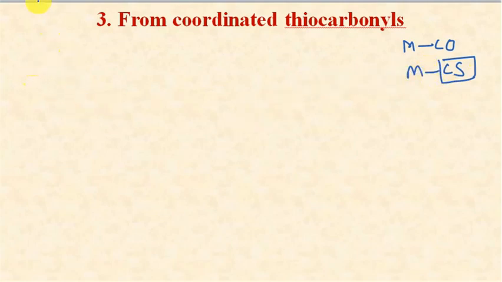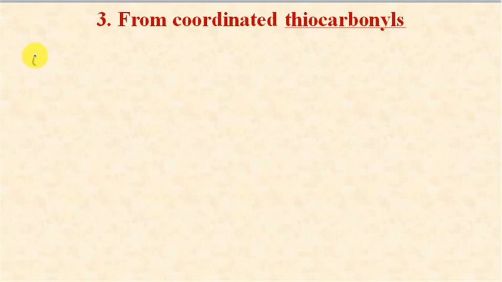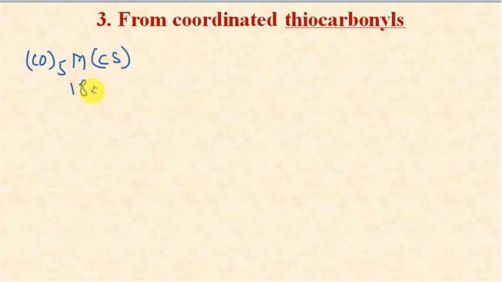So consider this case. We have (CO)5, then metal and CS. Now this CS is thiocarbonyl, so it also has an 18 electron count. The metals may be chromium, tungsten and molybdenum.